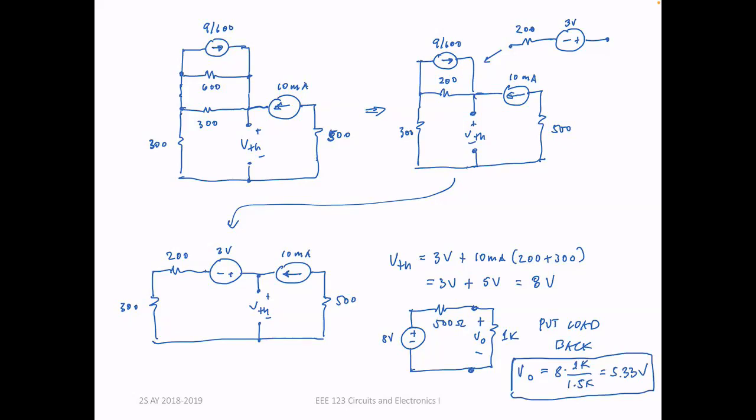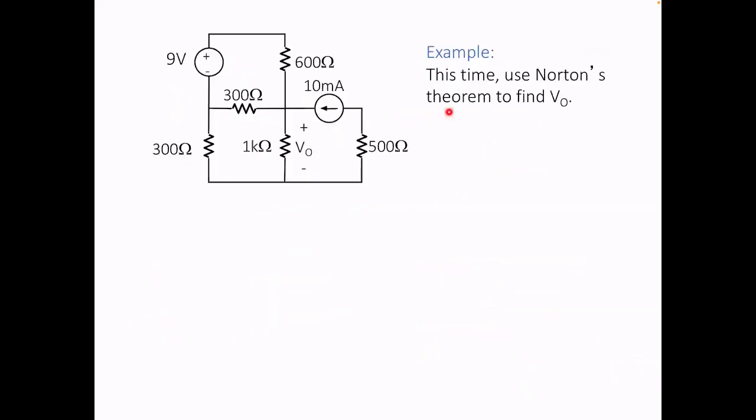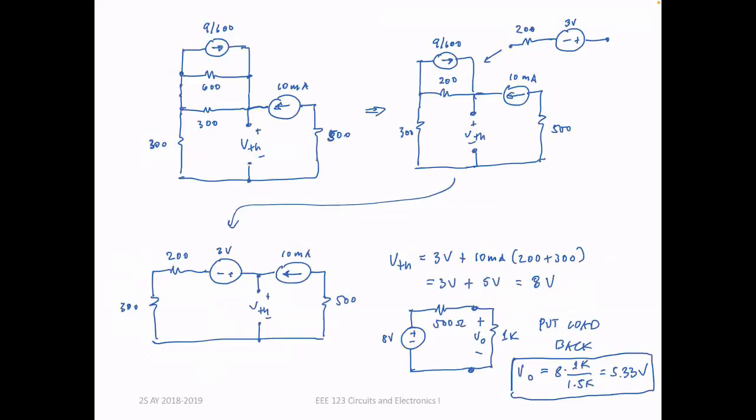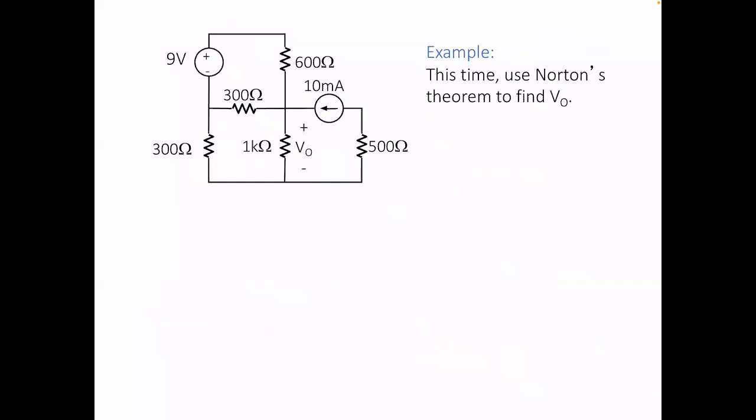So please try that again on your own. You could have done that using Norton's theorem. If you did that using Norton's theorem, what you needed to get is the short circuit current here. To get the Norton resistance, it's the same as the Thevenin resistance. But what you would have had to do was to get the short circuit current here. Actually, pwede mong kunin yung short circuit current dito, for example, because this is still the same circuit. So try this on your own, use Norton's theorem to find V sub O.